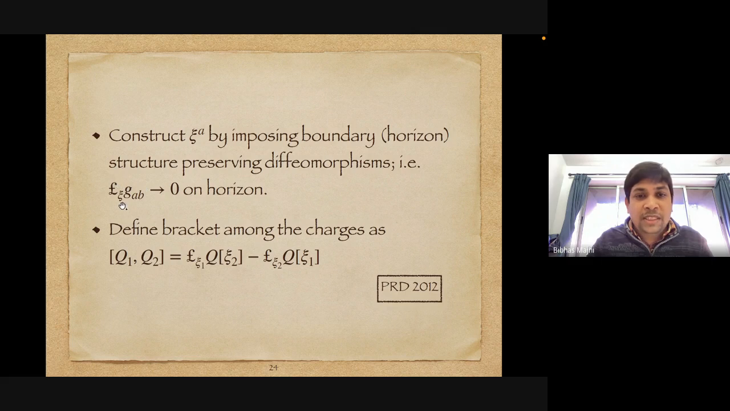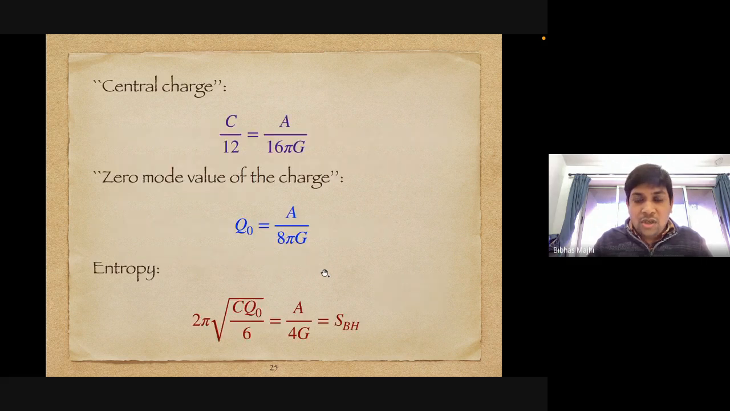So you now solve this equation and find out this chi and substitute all these chi here and calculate this bracket for that charge corresponding to the Brown-York surface term. We found that the central charge comes out to be in this form and the zero mode of the charge comes out to be this form. And if you substitute everything back to this Cardy formula, it gives you exactly A/4G, which is your Bekenstein-Hawking entropy. So you get the Bekenstein entropy through this calculation. Then you again argue that since these are coming from this, therefore probably all the microscopic structure is hiding inside this Q naught and C.